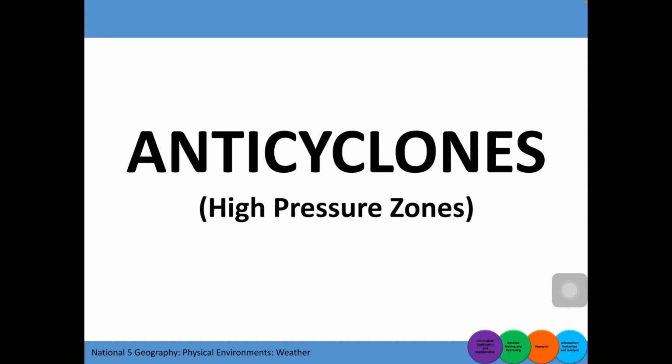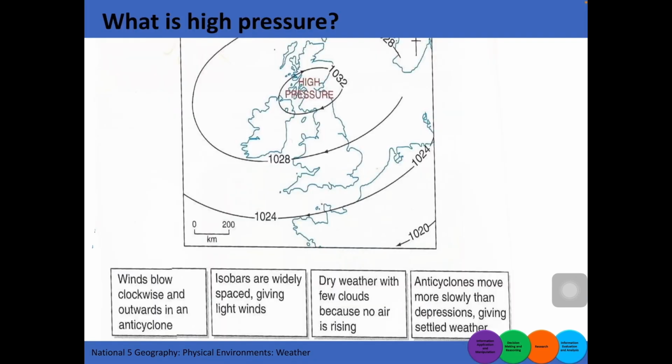Our next section is anticyclones, and these are high pressure zones. So when you have an anticyclone, you should be envisioning air coming down from the upper atmosphere towards the Earth's surface. And as it comes down, all those air molecules are being pushed down. So you can imagine the high pressure on your shoulders, which makes your anticyclone your high pressure zone.